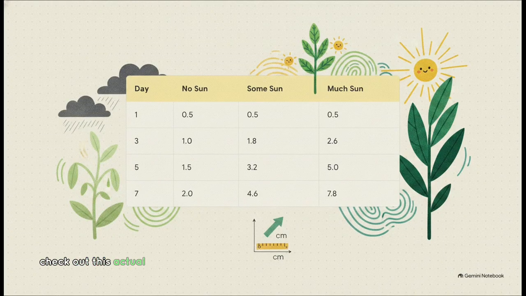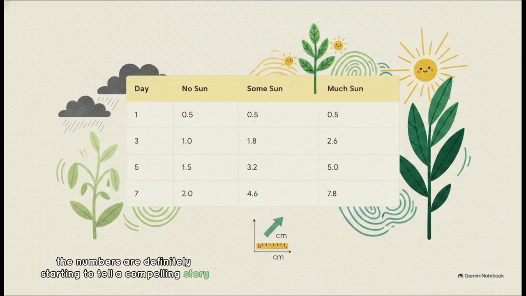Check out this actual sample data recorded over a 7-day period. We're tracking the height of our plants in centimeters. Notice the numbers here. On day 1, they are all sitting pretty at 0.5 centimeters. But by day 3, a clear gap starts to open. The plant with no sunlight is at 1 centimeter, some sunlight is at 1.8, and much sunlight is at 2.6. And wow, by day 7, the differences are massive. 2 centimeters versus 4.6 versus a towering 7.8 centimeters. The numbers are definitely starting to tell a compelling story.